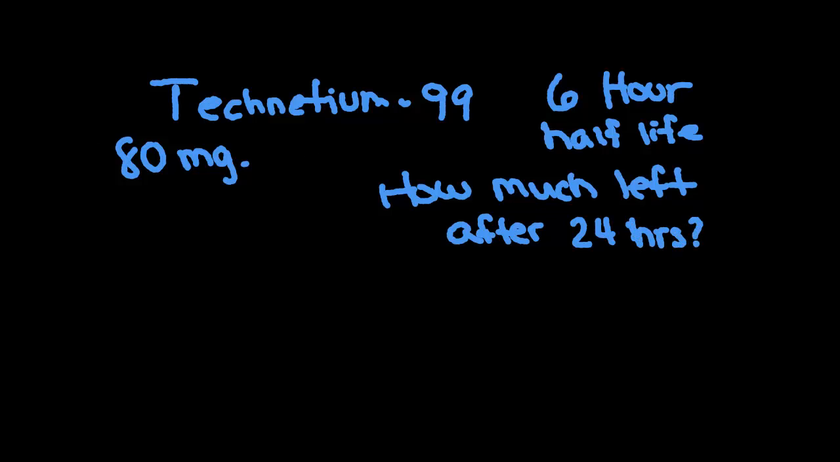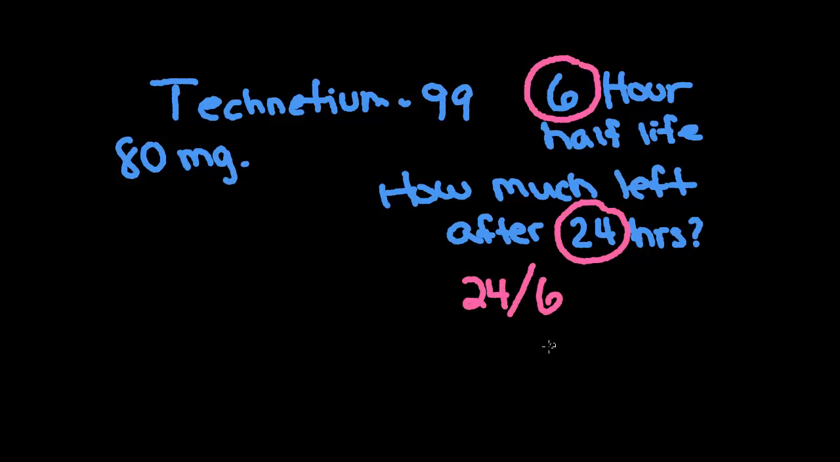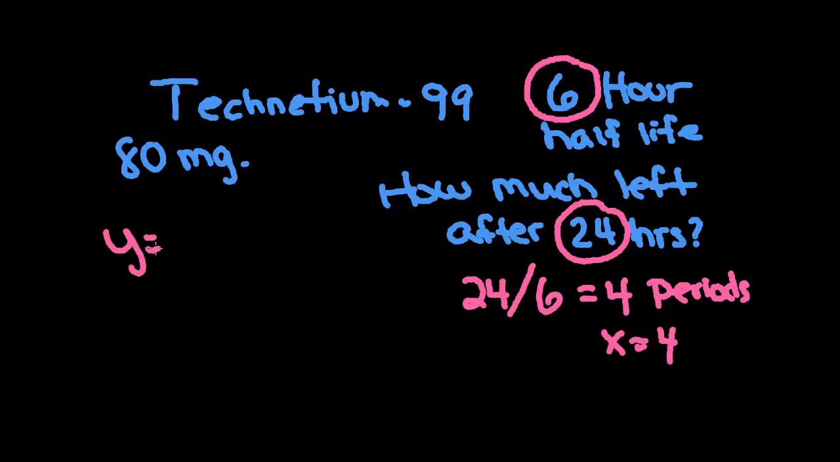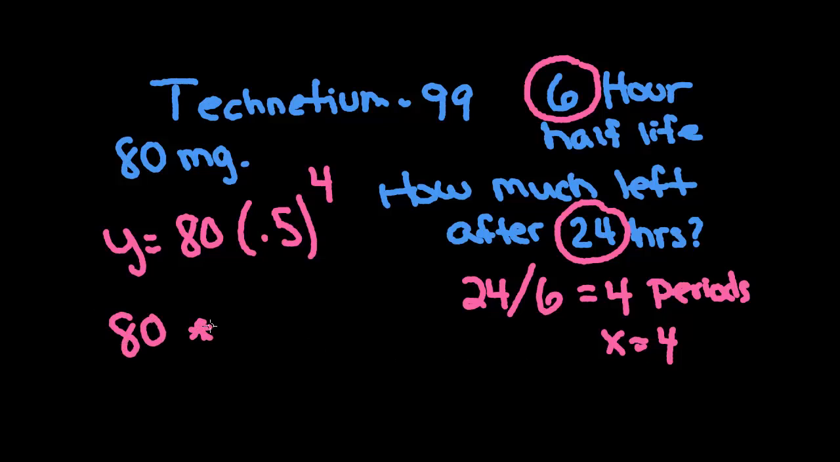So again, I need to find the number of periods, which is going to be the ratio between these two numbers. So if I say in 24 hours, how many 6-hour periods are there? I do 24 divided by 6, and I get 4. So there's 4 periods. So my x that I like to use is going to be equal to 4. After that, setting it up is pretty easy. The initial amount, it's a half-life, so it's going to be a 0.5, and we're going to raise it to the 4 because there's 4 periods. So on a calculator, it would just be 80 times 0.5 caret 4.